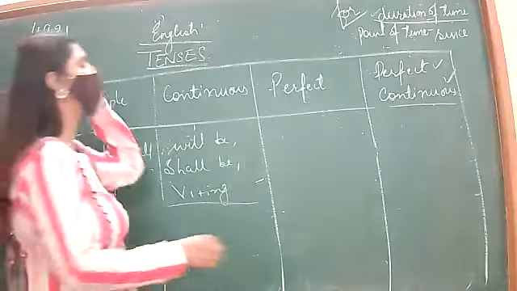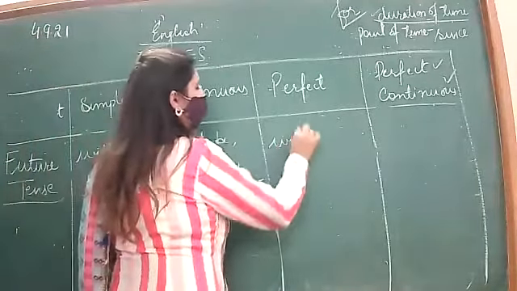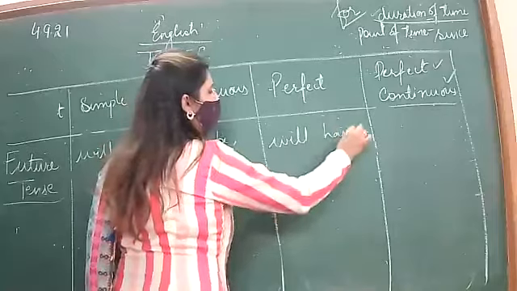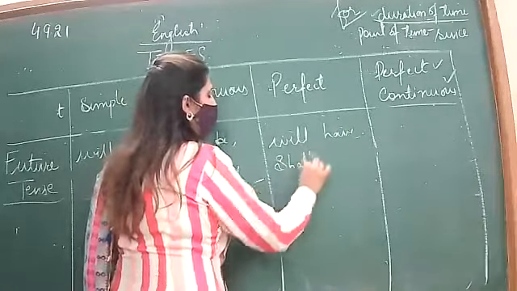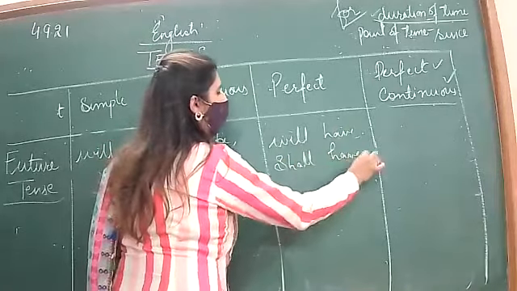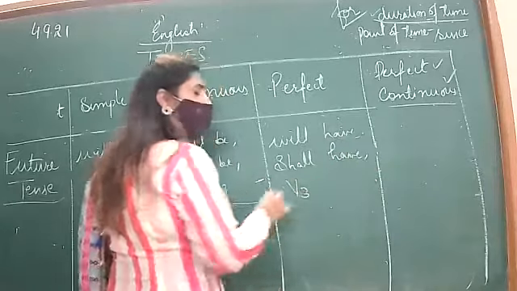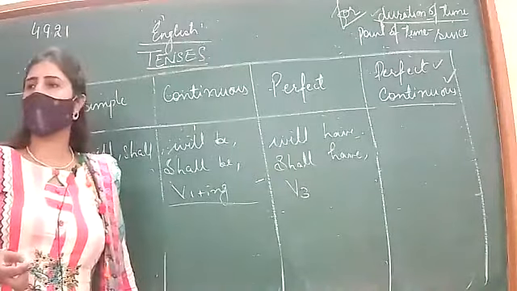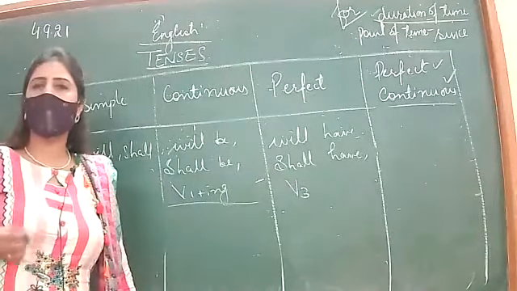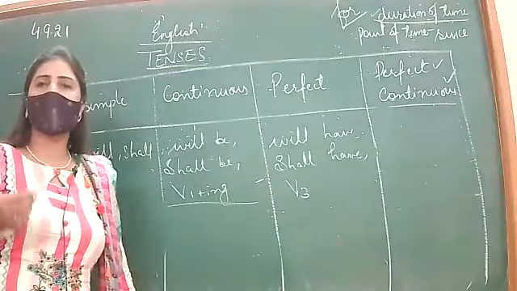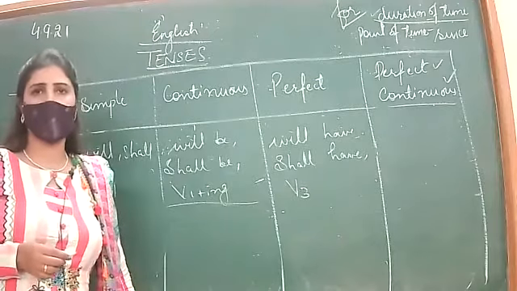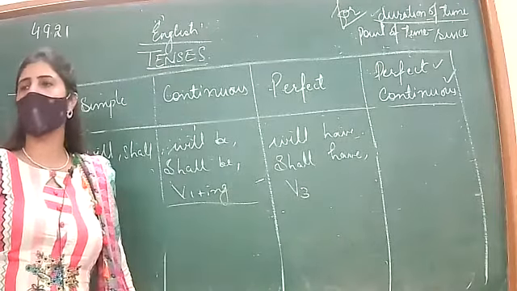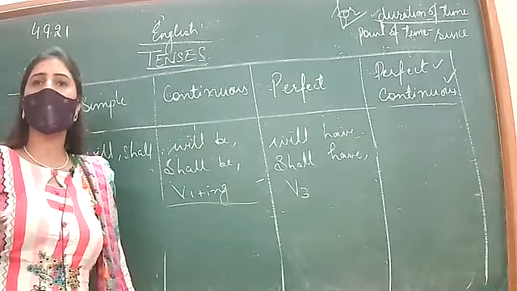Okay, similarly perfect means action will be completed. Will have, shall have, which form of verb? Third form of verb. For example, they will have visited the auditorium by this time tomorrow. Okay, they will have submitted the work by the end of the day.